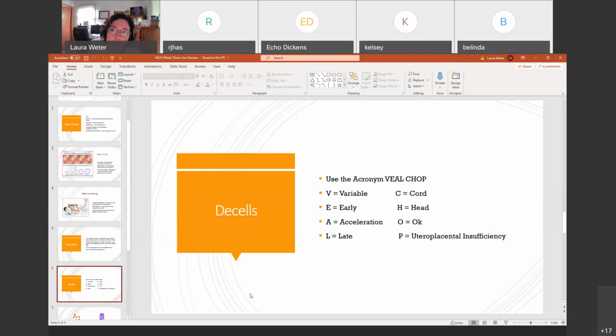Does that make sense if I explain it like that? Yep. So that's why they are much more ominous. We are very concerned, and we have to act quickly when we start seeing late decels on our monitor. Okay, any questions on the decels? So write this acronym down and take some time to review it. Use it with your studying when you're reviewing before next week's test, because I think it'll be very helpful for you.